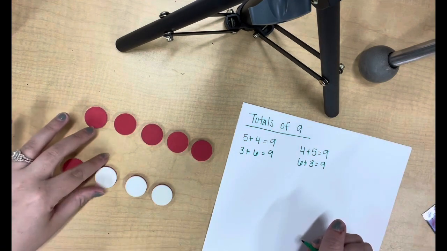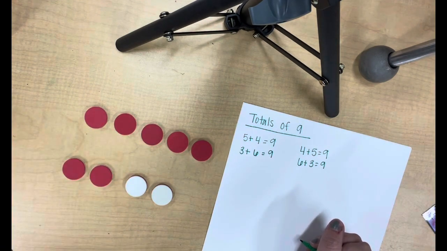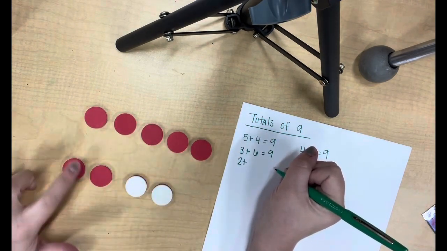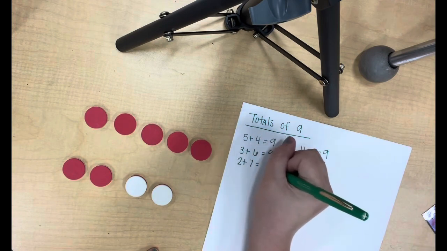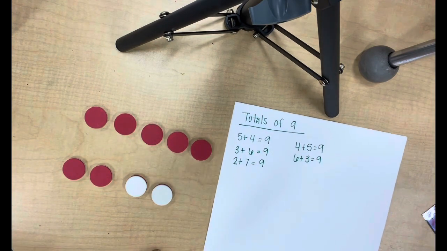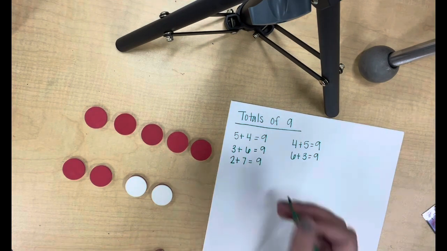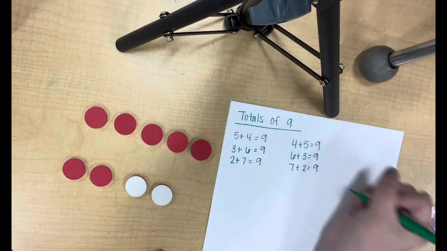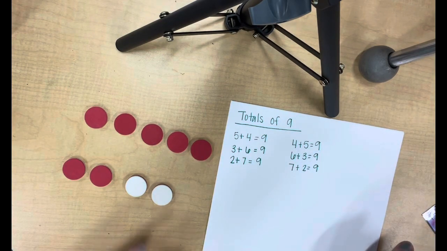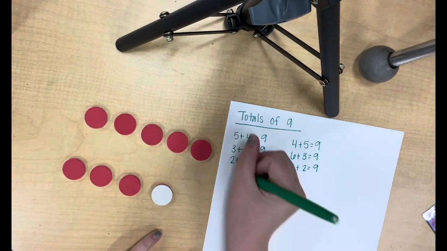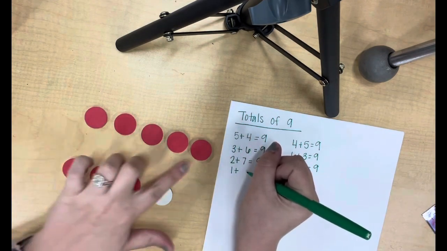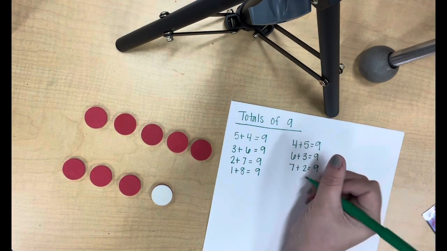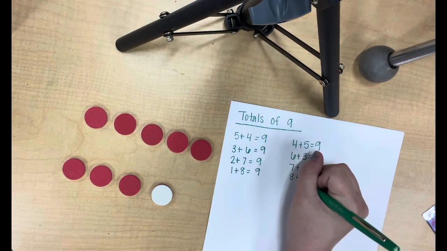Okay, let's try it with just 2 white counters. I have 2 white and 5, 6, 7 red. And that gives me a total of 9. Commutative property tells me I can also flip-flop that. Okay, I can also do 1 white counter. And how many red? 8, that's right. And commutative property tells me I can start with 8.